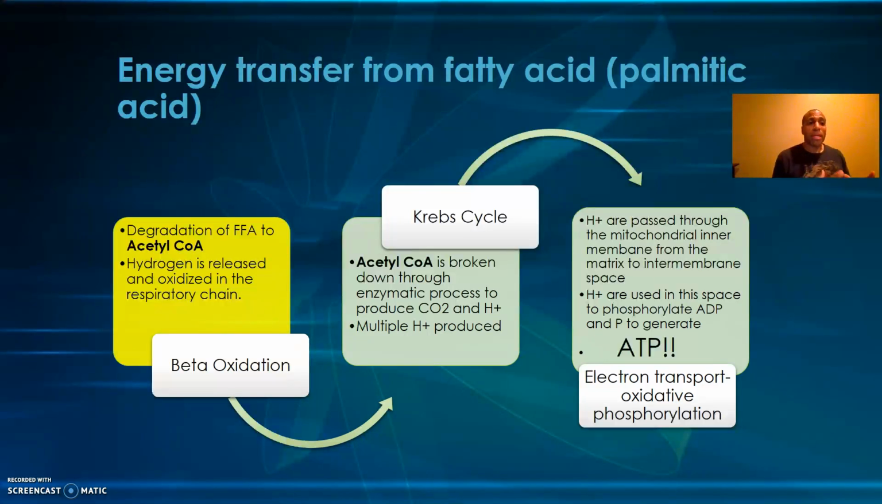So to review, we have the beta oxidation where the free fatty acid goes and is degraded to acetyl coenzyme A. Then that moves into the Krebs cycle. And in the Krebs cycle, that acetyl coenzyme A is broken down to produce these hydrogen ions. Most of them are produced in this Krebs cycle here. And then that moves through electron transport and oxidative phosphorylation, where the electrons are passed through a membrane in the mitochondria. And in that intermembrane space, they join ADP and a phosphate group to make ATP.